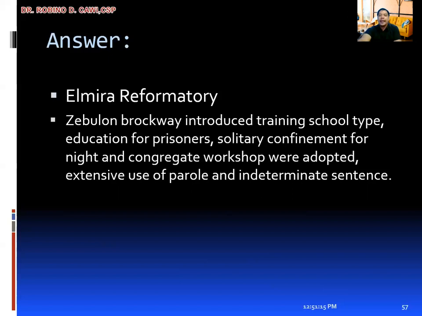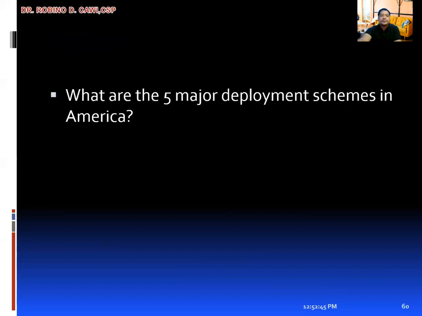And then, in like manner, we are still in American history. So what are the 5 major deployment schemes in America? Now, when we talk about the so-called deployment schemes, these are types of institutions on how offenders are being kept. Well, in the Philippines, there are 2 major deployment schemes that we have.